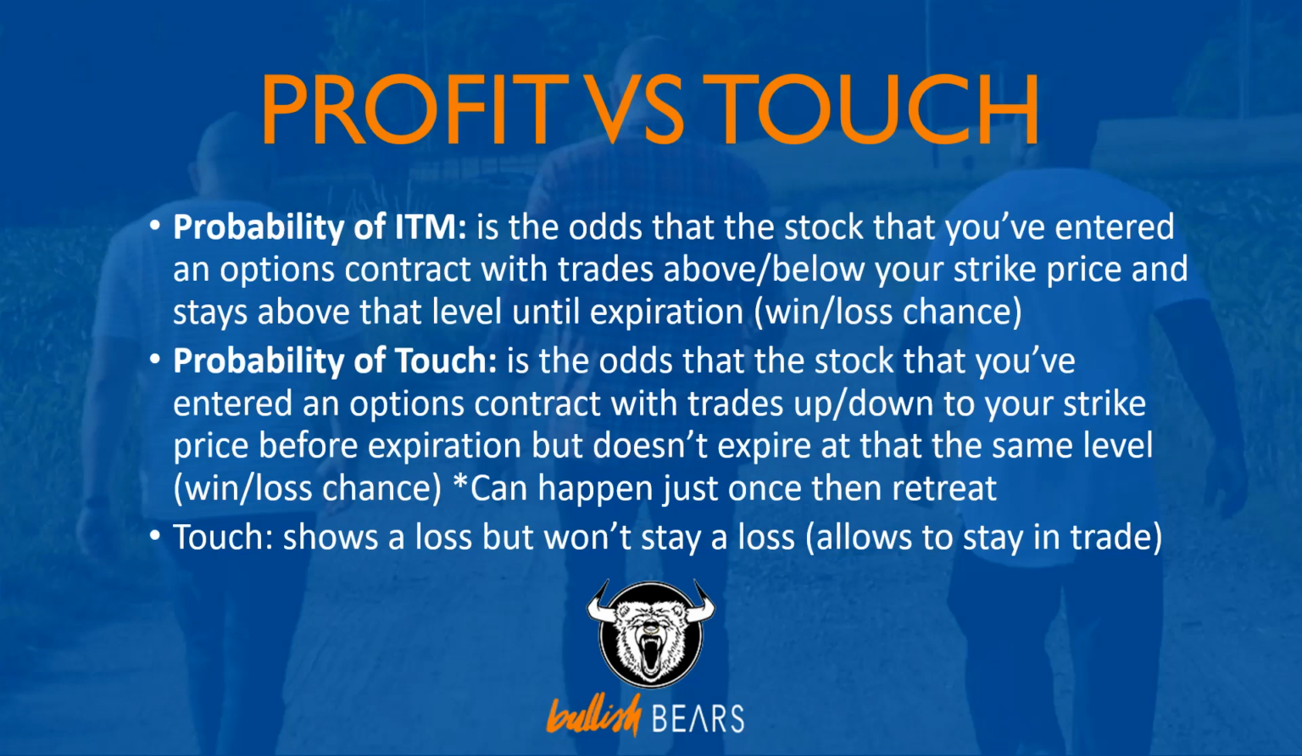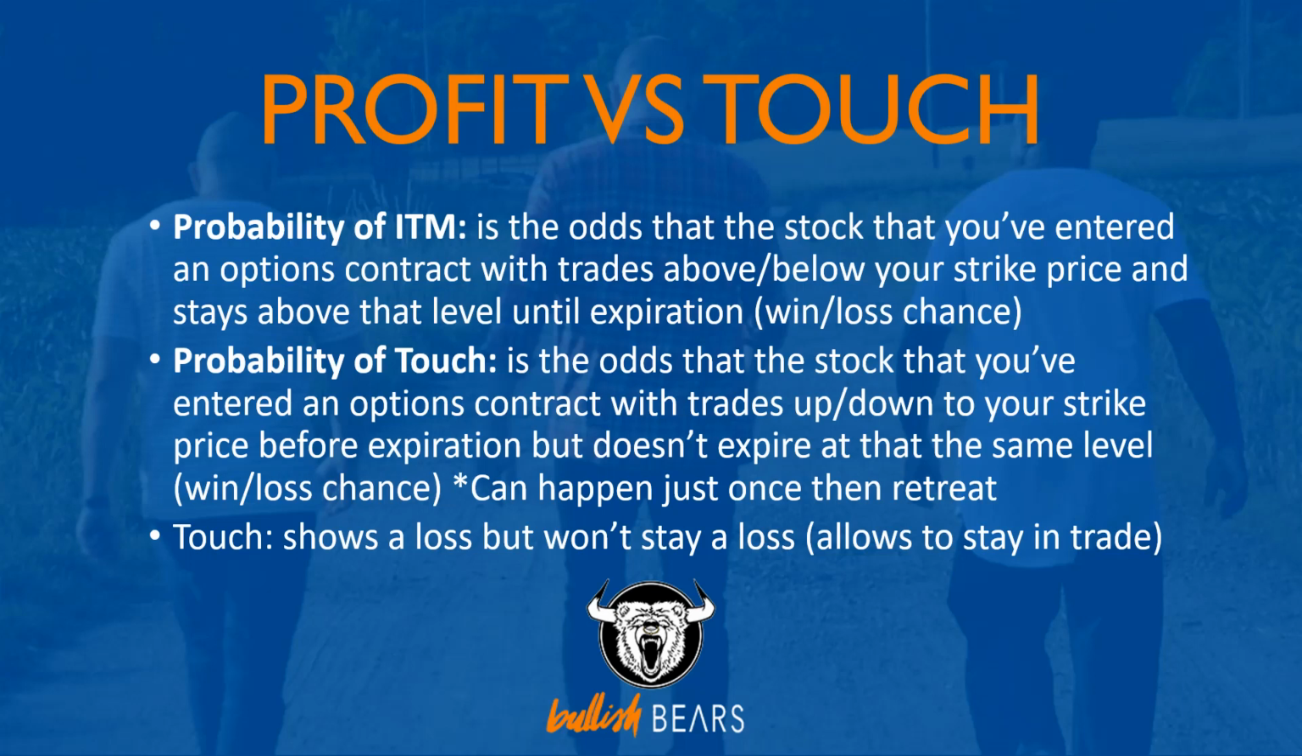So what I'm going to do is show you using probability of in the money. This is with an options contract expiring in the money at expiration, right? So probability of in the money is the odds that the stock that you've entered into an options contract with trades above or below, depending on what strategy you're doing, your strike price, and stays above that level until expiration. So it's in the money. This is going to be your win-loss chance, so the percentage that you will win or lose on that trade. Again, I'm going to show you what it looks like in a real-world example.